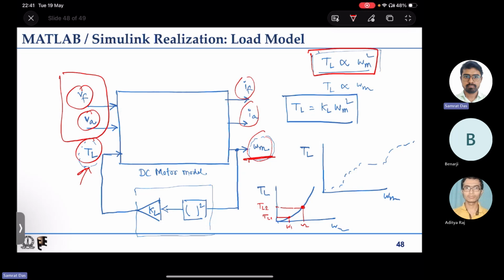But independent variable means which are not dependent on anything else. That is like Vf, Va, which decide the rest. Is that clear, sir? Yes, clear, sir. Yeah, they do not depend on anything else.